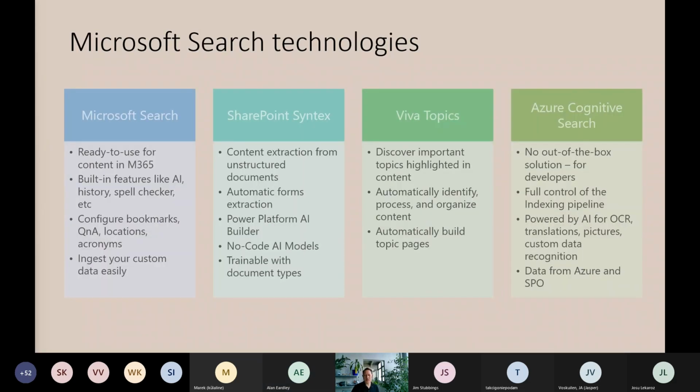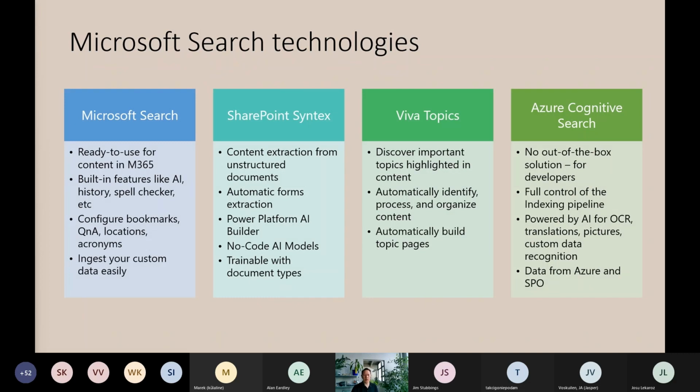So search technologies, that's also one thing I really want to point out here. What kind of technologies do we have in the Microsoft universe? So we have the Microsoft Search that's built in. We don't need to take care of that. We have seen how it basically works. And there are some other, let's say, services we could use. So we have also SharePoint Syntex. So what's the difference between Microsoft Search and SharePoint Syntex and Viva Topics and Azure Cognitive Search?